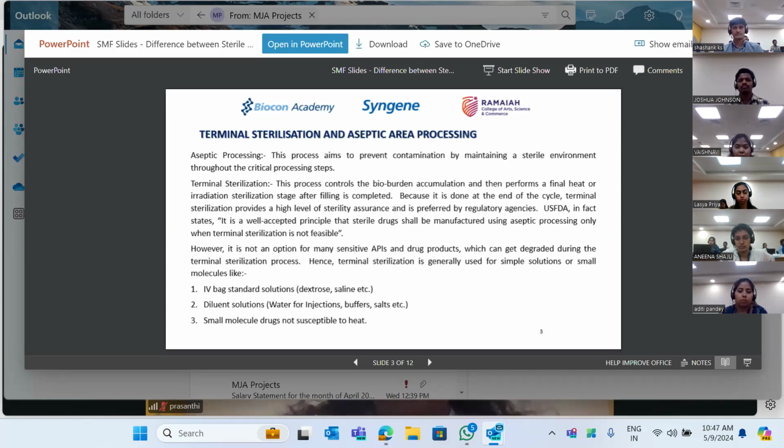Terminal sterilization is commonly used for products that can withstand the sterilization process and are not affected by it, because when you heat, the product should not decompose or change its composition. It is an effective way to ensure the safety and sterility of medical devices, pharmaceuticals, and certain food products, even if you are doing a terminal sterilization. Few examples: terminal sterilization is generally used for simple solutions or small molecules like IV bags, water for injection, and small molecule drugs not susceptible to heat in terms of pharmaceuticals.